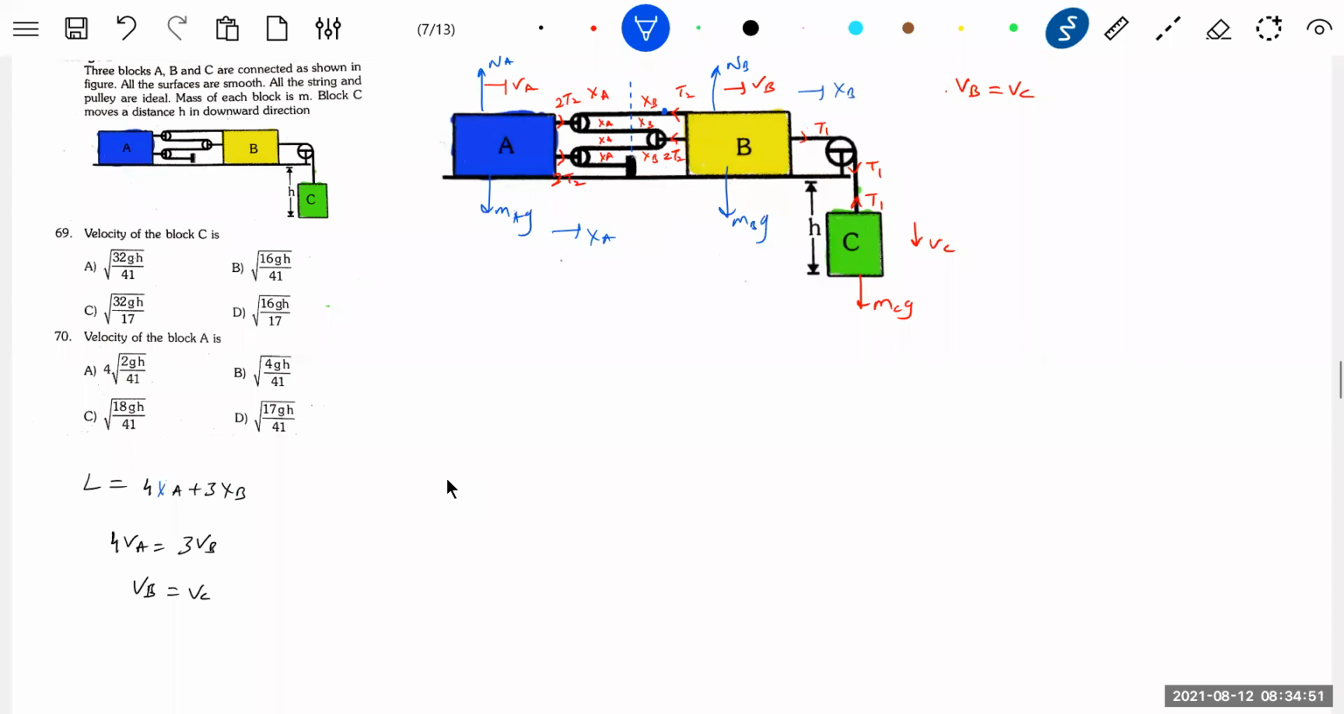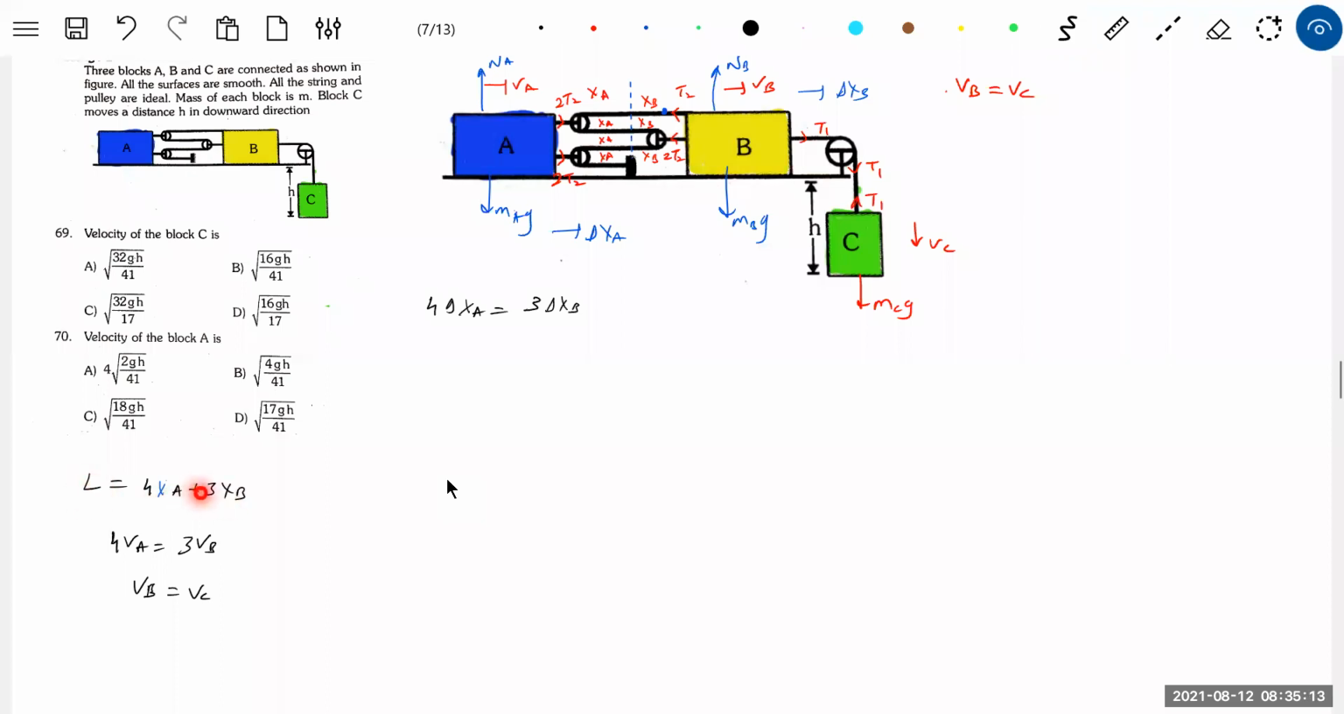So delta XA, I'll go for delta XA, this delta XB. Now how are delta XA and delta XB related? The constraint equation is 4 delta xa equal to 3 delta xb. You differentiate this, nothing is there. Delta L will be 0, delta xa, delta xb.